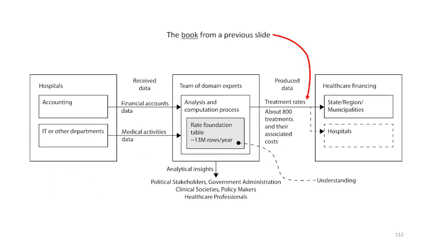So basically PAID was taking a central table that this team of analysts created every year. Basically, there was one row for each admission to a Danish hospital in this table. So about 13 million rows per year. And this table was so central to the work that we created this PAID system to support collaborative analysis of this table.